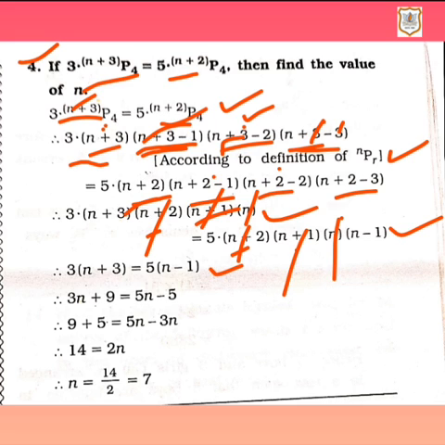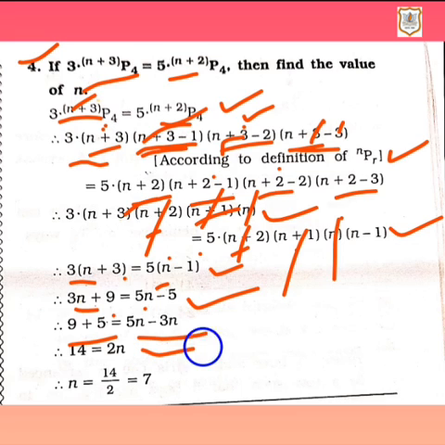Now we'll multiply this. 3 into n becomes 3n, 3 into 3 becomes 9, is equal to 5 into n becomes 5n, 5 into minus 1 becomes minus 5. So when you solve this equation, it becomes 9 plus 5 is equal to 5n minus 3n. So 14 is equal to 2n. So n is equal to 14 divided by 2, that becomes 7. So the value of n is 7 here.